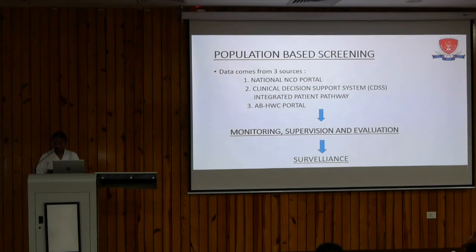Now, the mechanism employed for the program is population-based screening. The data is collected from three main sources, that is the National NCD portal, Clinical Decision Support System, Integrated Patient Pathway, and the AB-HWC portal, which is followed by the monitoring, supervision, and evaluation.